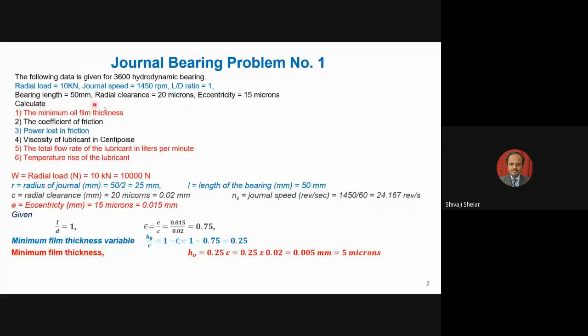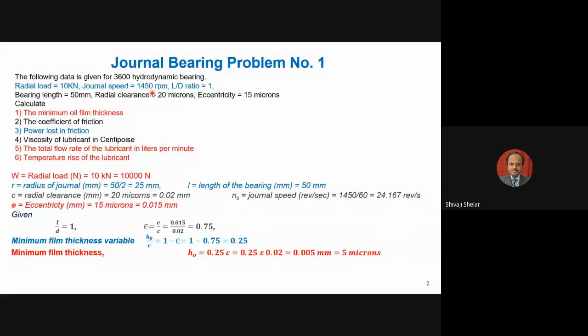Okay. So since L by D ratio is equal to 1, and the bearing length is 50 mm, the diameter of the bearing will also be equal to 50 mm. So diameter is 50 mm. So radius of the journal will be equal to diameter divided by 2. So 50 divided by 2, that is 25 mm. Length of the bearing is already given in the problem, that is 50 mm. Radial clearance is already given, that is 20 micron. So we have to write in millimeter. So divide by 1000. So we get that millimeter value, that is 0.02 millimeter.